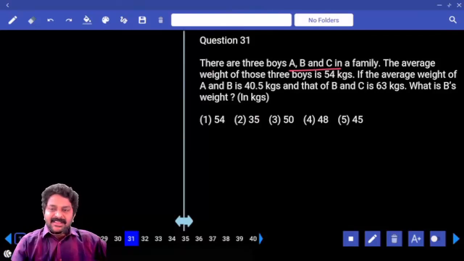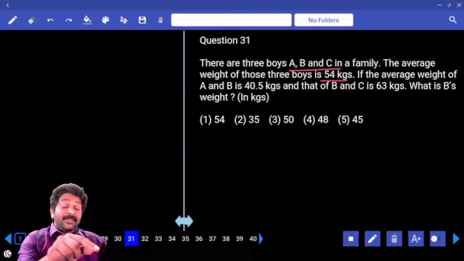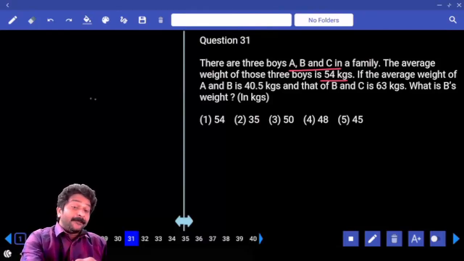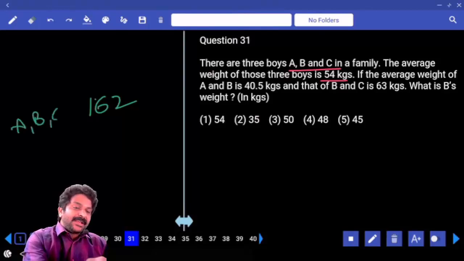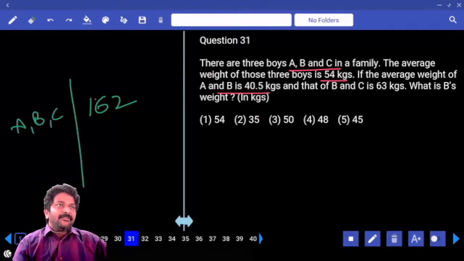All 3 members are there and their average is 54. Sum in the sense 54, 3 times only. That is 162, which is A plus B plus C. Correct? Average of AB is 40.5.